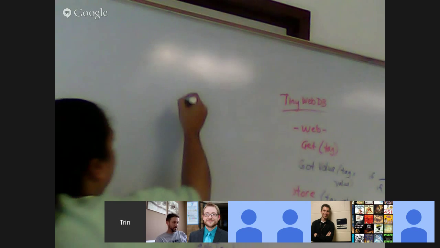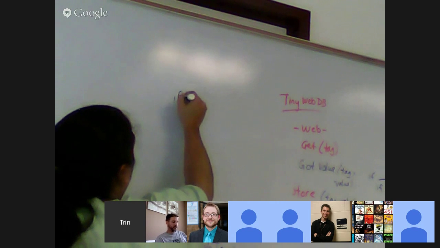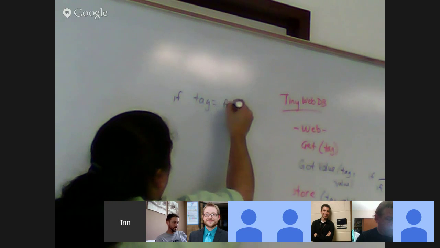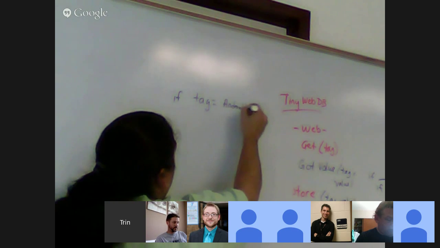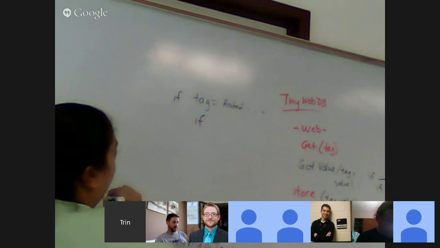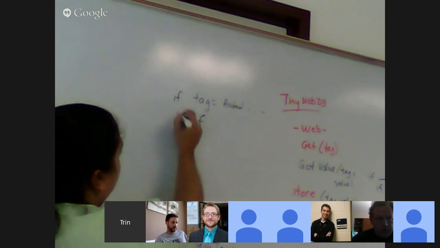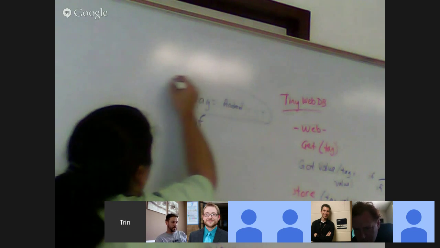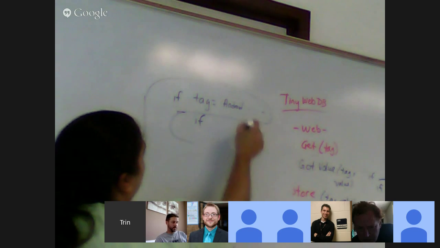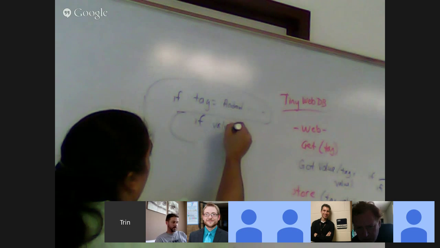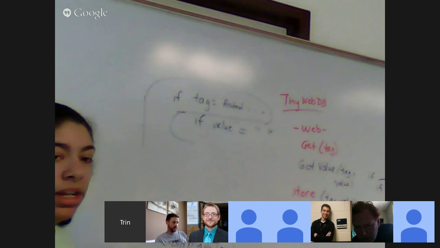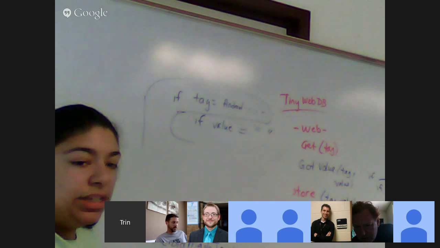So you say, this is good? If the tag is Android Mesh, whatever we said, then you have another if inside of there, so this is one block. And then you have another block saying if the value equals nothing. Is that hard to see?